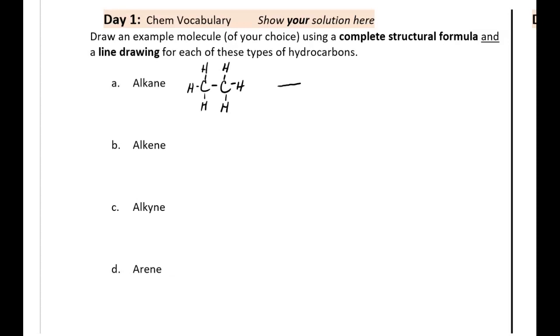Now question B, any alkene that I want. I'm going to make this alkene. And then complete it with hydrogens. Now I'm going to make this same drawing using the line technique. I want propene with a double bond located between the first and second carbon.